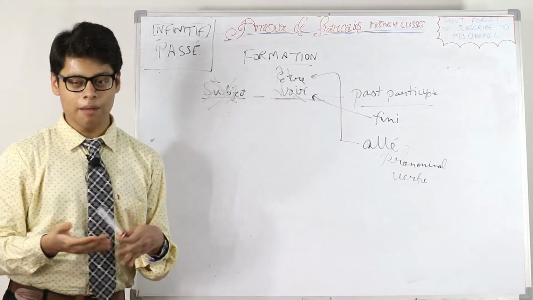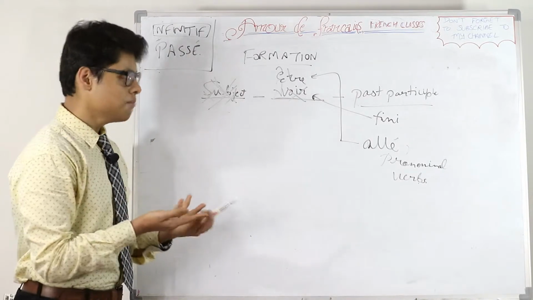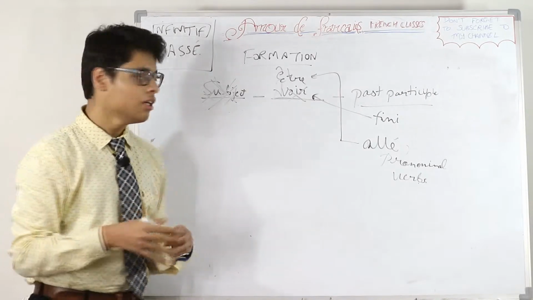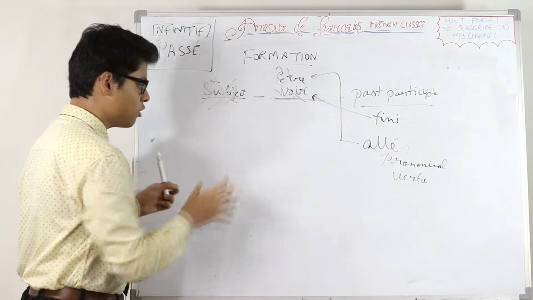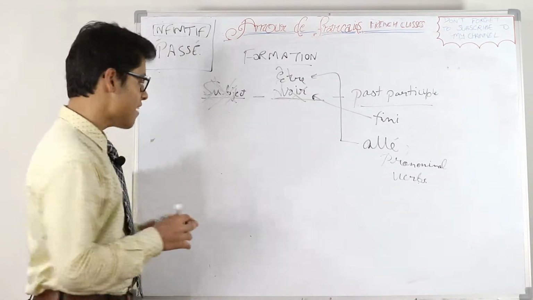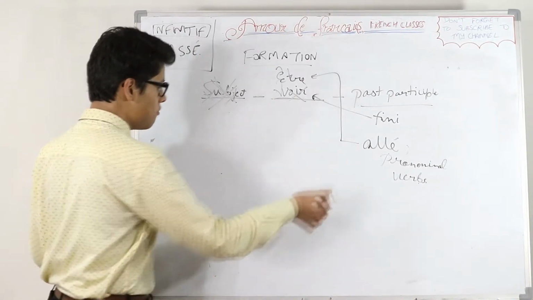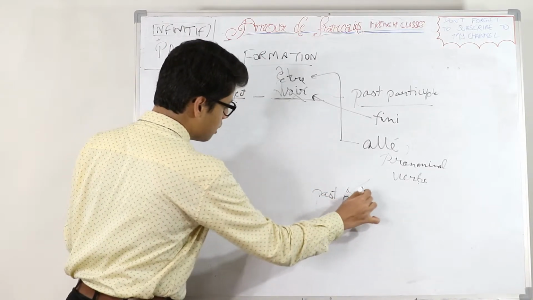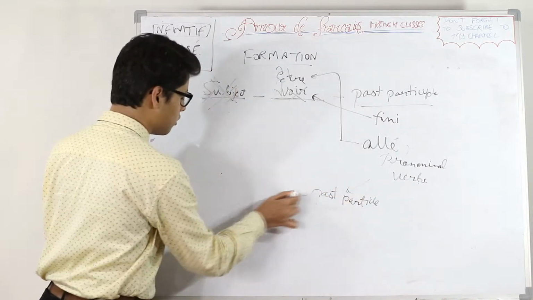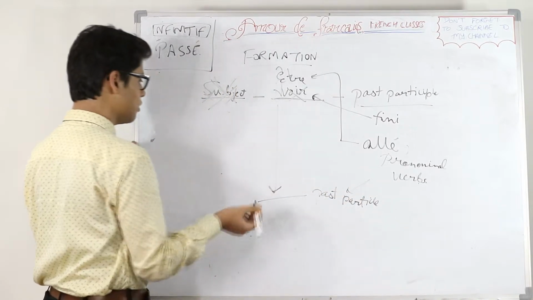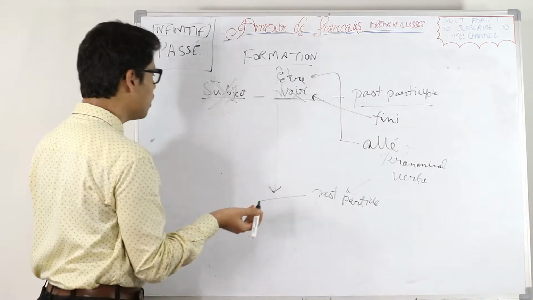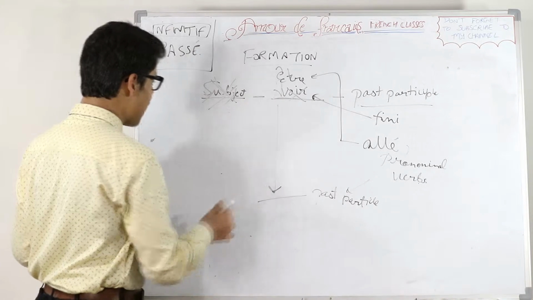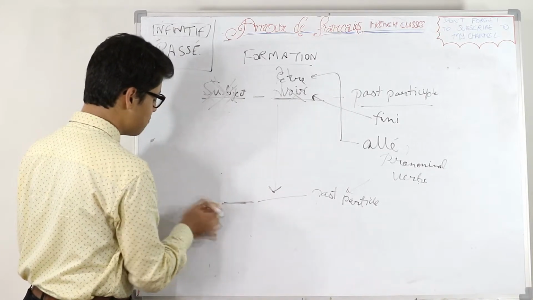Pronominal verb, I hope you remember the pronoun, like je me lave, tu te laves, like that. The pronoun comes between the subject and the conjugated verb. So if it's a pronominal verb, the past participle is sure to come. What will come before it? The infinitive auxiliary verb être, because pronominal verbs use être in passé composé, and before this will come the pronom réfléchi.